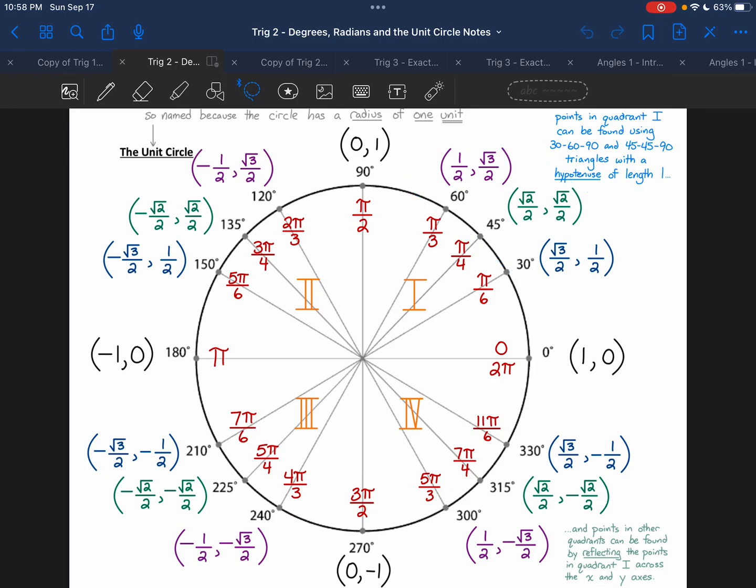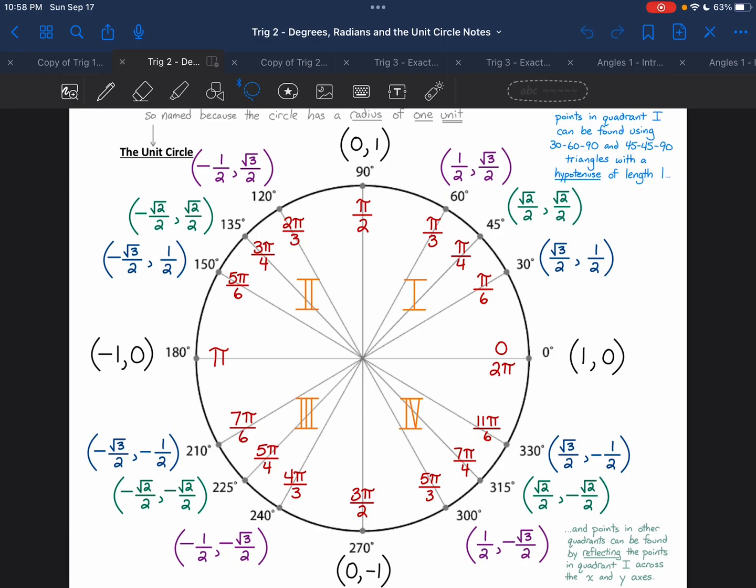Everything else is pretty straightforward in terms of signs: quadrant 3, negative, negative. Quadrant 4, positive, negative. Oh, and my angles that actually lie on my axes, I will always be 1 unit away from the origin, and I'm either not moving up or down, or I'm not moving left or right.